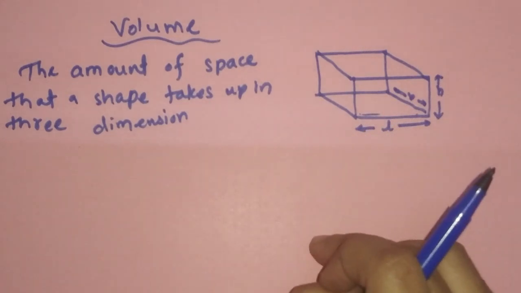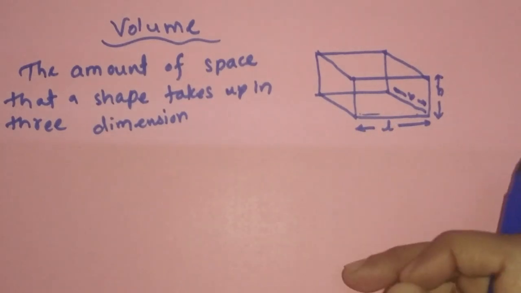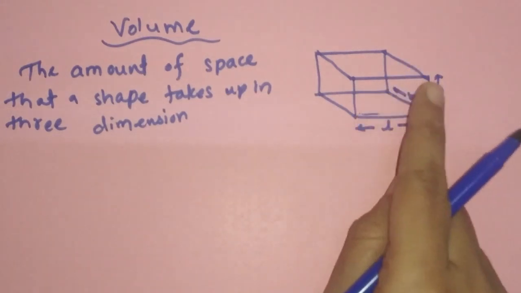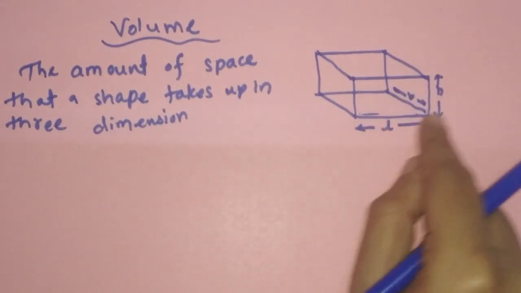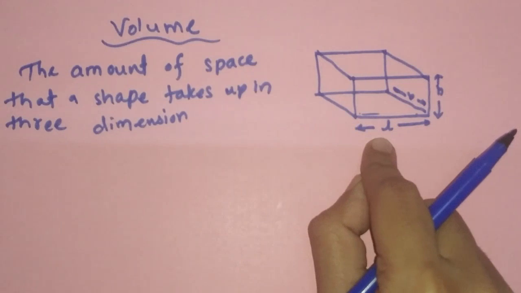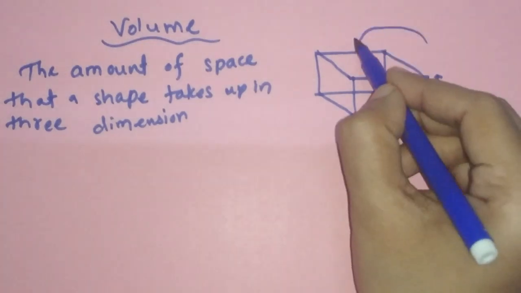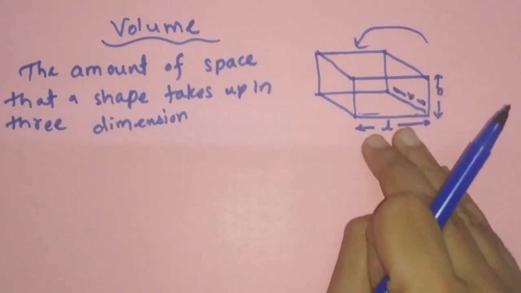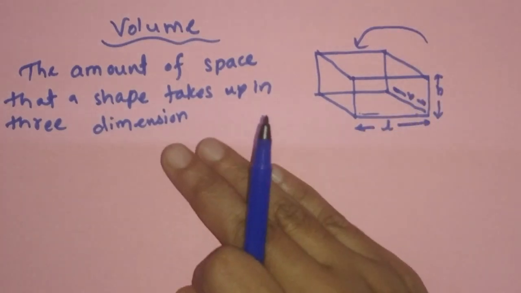Suppose I say about the surface. Surface area is the area which is covered by this solid shape. The area which is covered up by this shape is its surface area. And when I am talking about its inside, how much it can be filled, that amount of space is denoted by its volume.